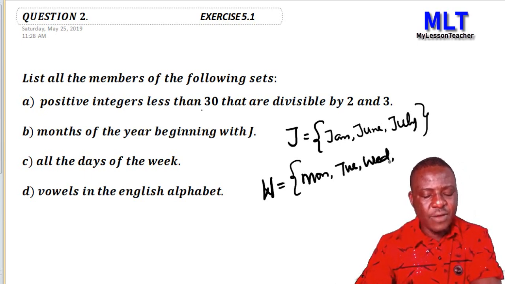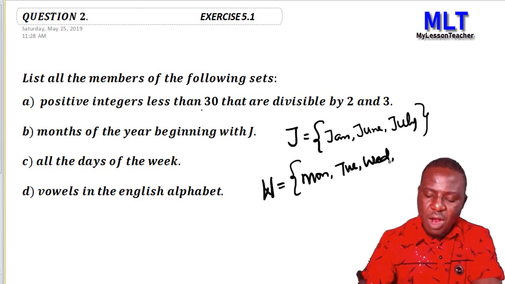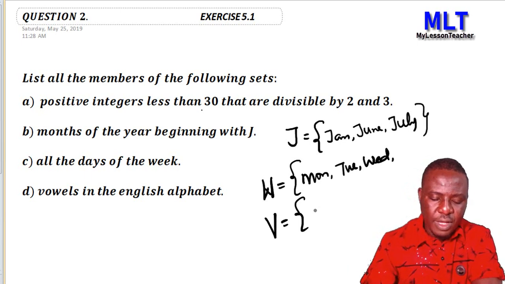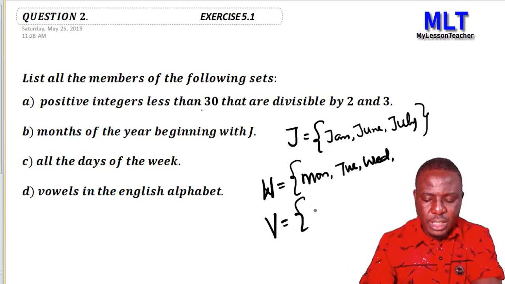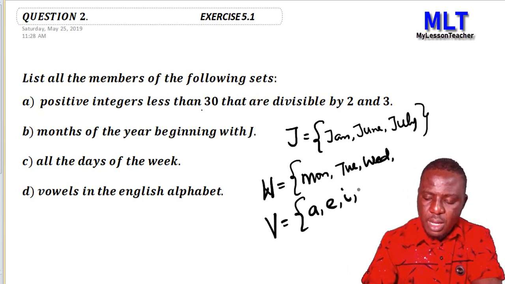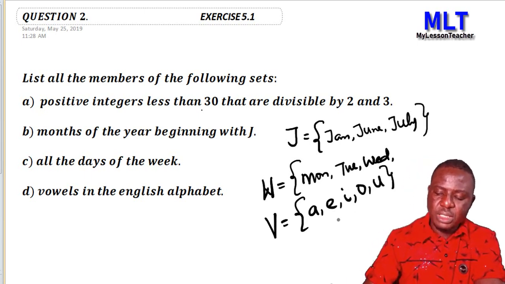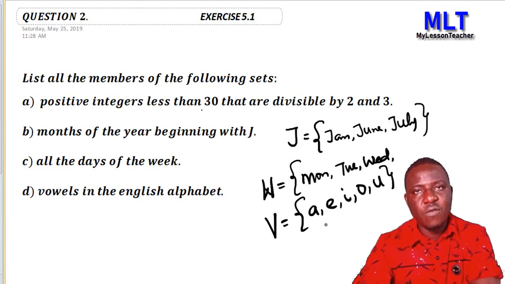D is asking for vowels in the English alphabet. If you call it vowels, then we have vowels in English alphabet. We have the A, the E, I, O, and U. So these are the letters of the English alphabet that are vowels.